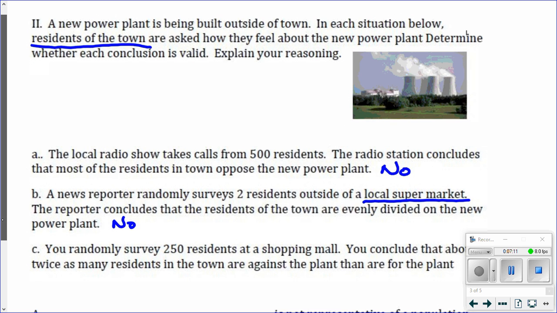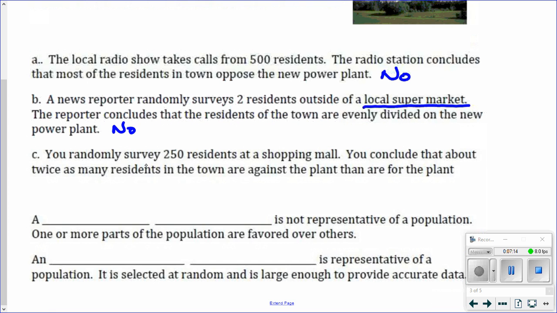And then this last one here, I guess it's not the last one. You randomly survey 250 residents at a shopping mall. You conclude that about twice as many residents in the town are against the plant than are for the plant. So you looked at residents at a shopping mall. 250, that's a good number. But does everyone go to that shopping mall? And the answer would be no. So if there's anyone that doesn't go to that shopping mall, you've excluded them by doing it at that shopping mall. So hopefully you can see it's actually really difficult to get a good random sample.